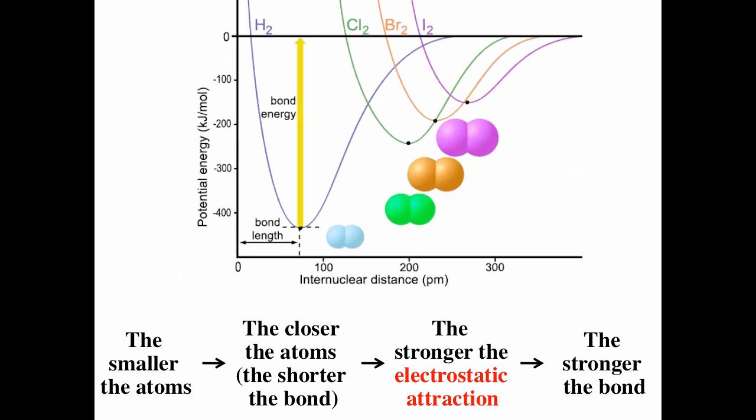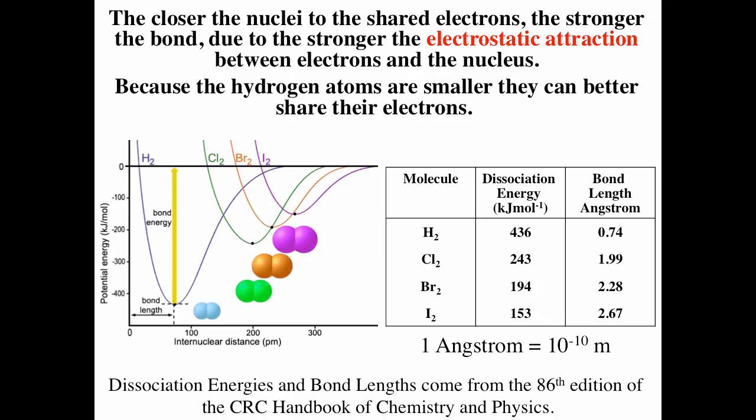Stepping back, we see that in each case, mutual attractions draw the atoms together and they form a covalent bond of specific length and energy. And so in general, the smaller the atom, the closer the atom, the stronger the bond. We can see H2 has a dissociation energy of 436 kilojoules per mole and a bond length of 0.74, while Cl2 has 243 and 1.99. Now this is a good generality, but it's not always true.